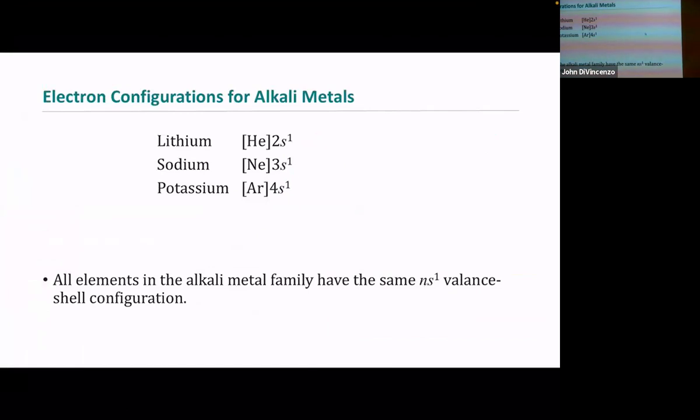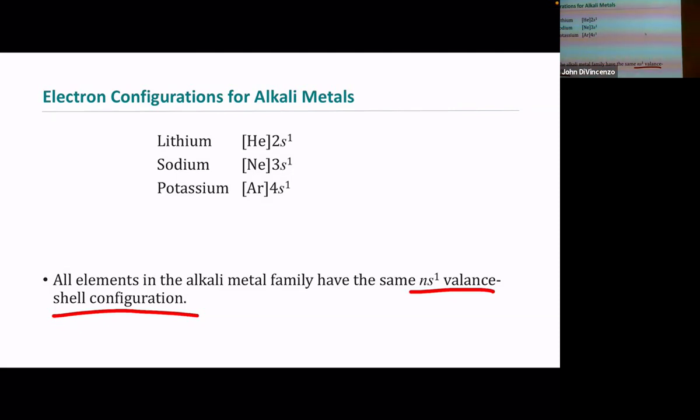Electron configurations of alkali metals. Condensed would be helium 2s1 for lithium, neon 3s1 for sodium, and argon 4s1 for potassium. All elements in the alkali metal family have the same ns1 valence shell configuration. This is what we've been saying all along. They behave similarly and form similar compounds, because they have the same electron configuration.